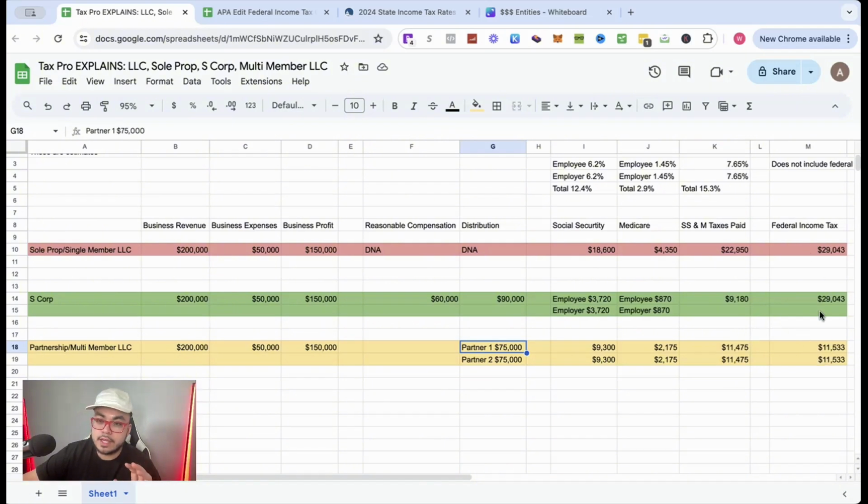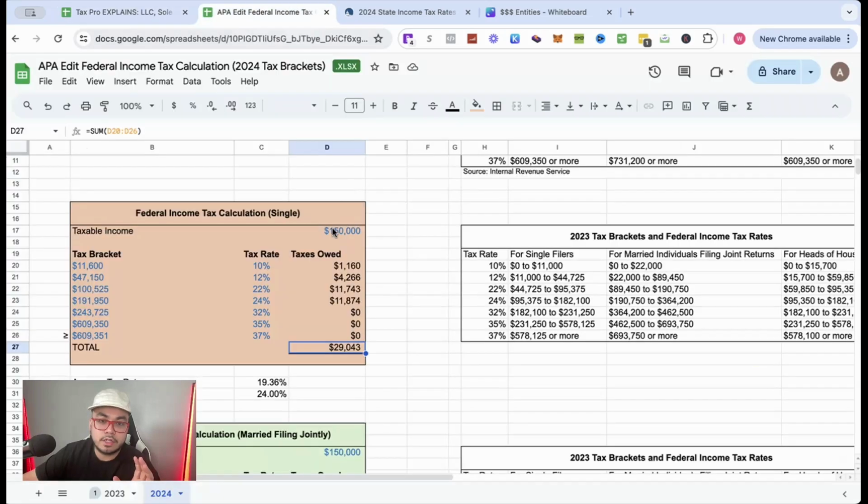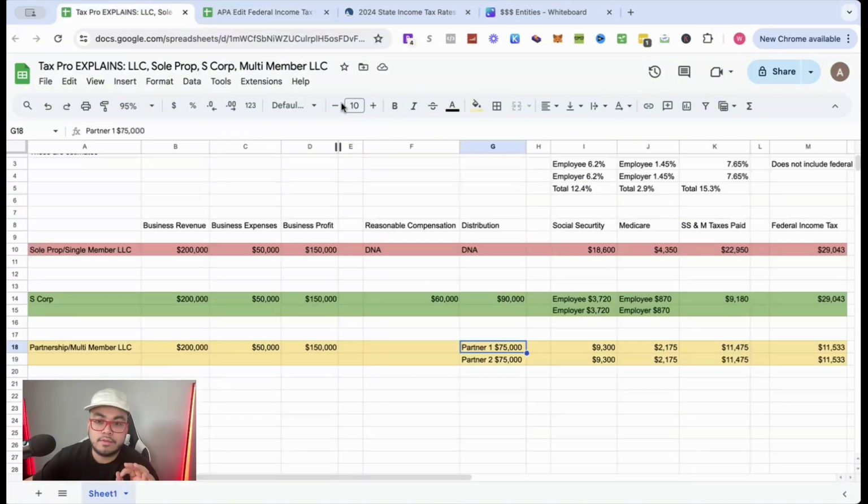Federally, it's the exact same thing. We're going to split this in half, and off of $75,000 for federal taxes, we're going to be paying about 11,553, and that's how we determine your federal taxes.